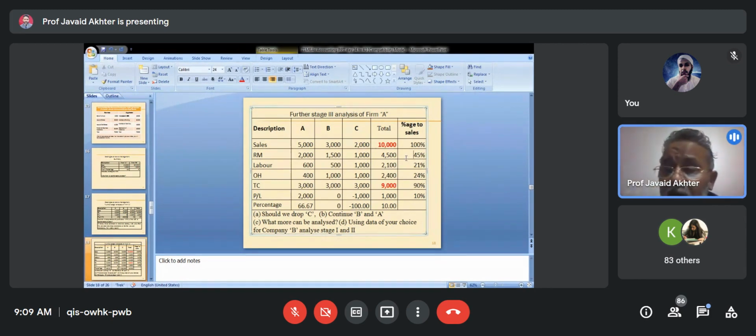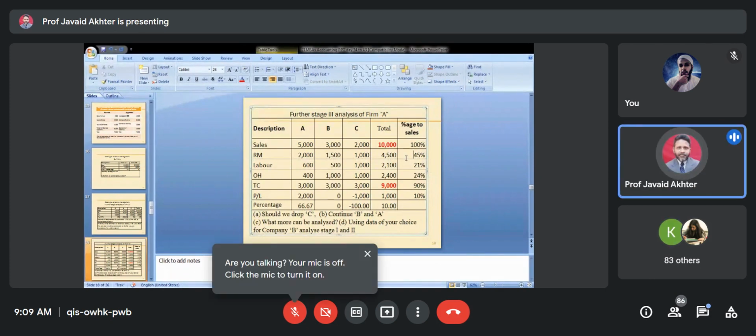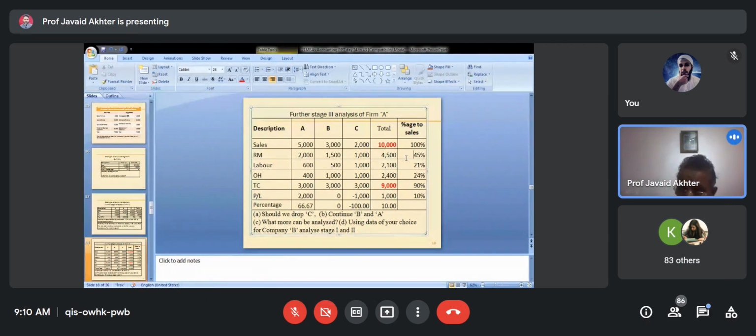Which are, let us say, highly, there are companies which are highly labor intensive. So much money will be spent on labor. Companies which are highly capital intensive. So not much will be spent on labor and raw material. They will spend much on fixed expenses. So depending on the nature of industry, there will be percentage of money spent on various heads.